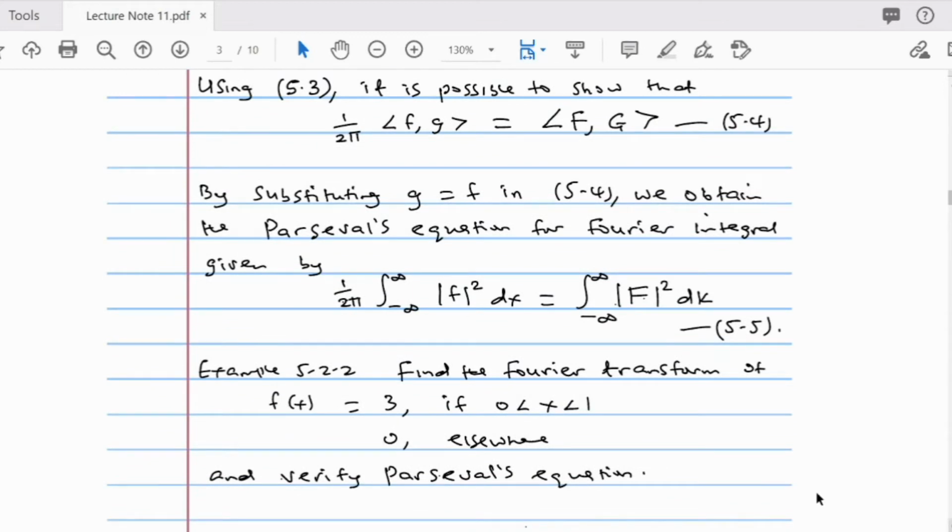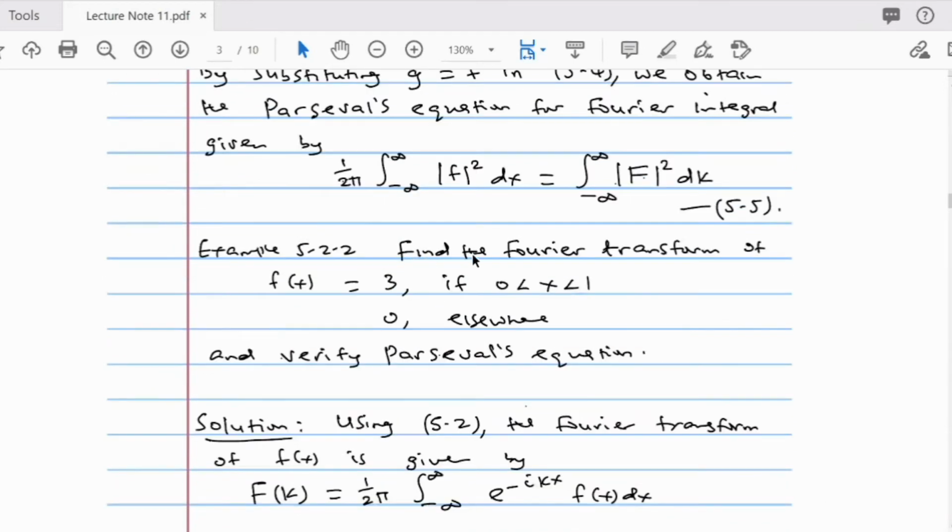So we have our function f of x, which is 3 if x is in between 0 and 1, and 0 elsewhere. So this type of integration is very easy for you to integrate. Basically, I'm only integrating between 0 and 1, where f of x is 3. So we want to find the Fourier transform of this function and also verify the Parseval equation, which is 5.5. So we want to show that equation 5.5 holds for this function. Okay, so what do we do?